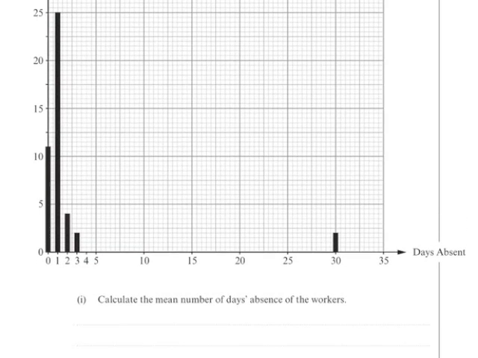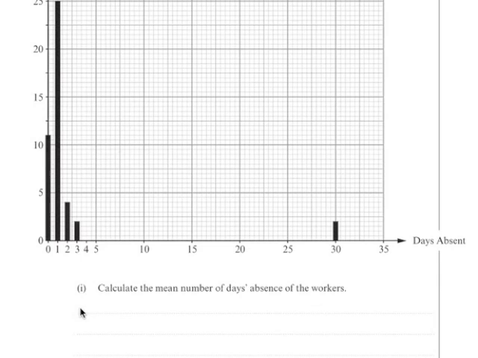What we need to do first is work out the total number of days absence. Days absence. I'll shorten that, but you can write it out in full. For all workers is, well, 0 times anything is 0, so we can ignore that.